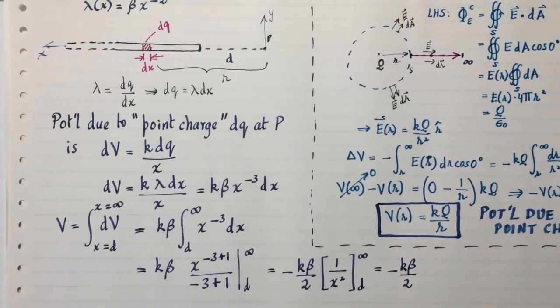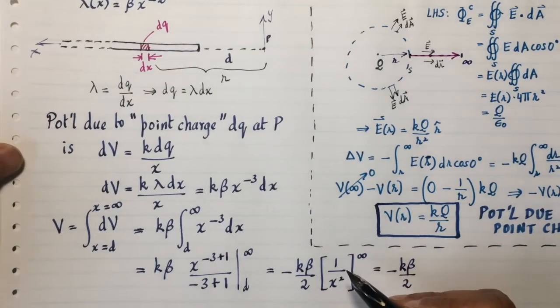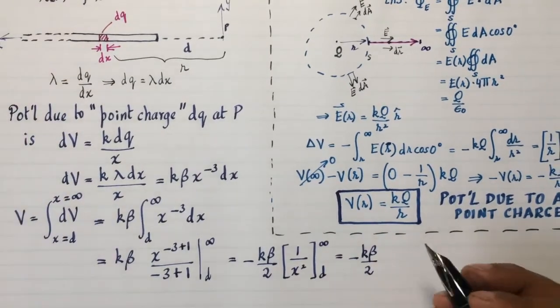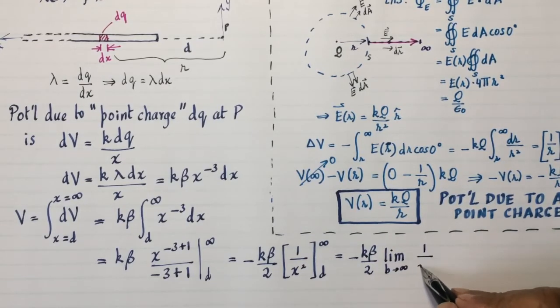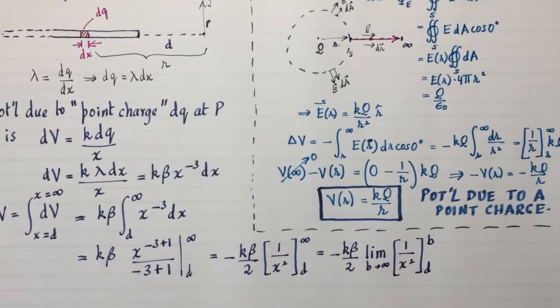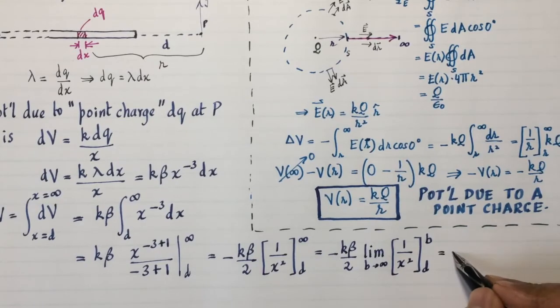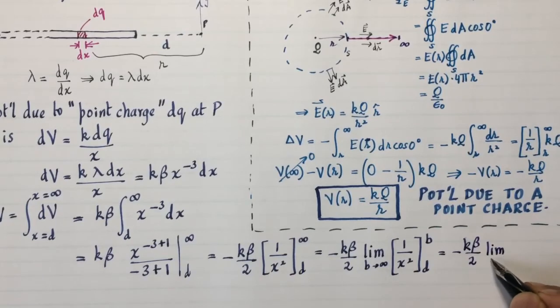Now if you were really being rigorous in the calculus sense, you'd write this as an improper integral. I've not been doing this, and I feel a little bit guilty about it, so I think I'll do that for once. So that's going to be the limit as b goes to infinity of 1 over x squared from d to b. Okay, now I'm being rigorous. So that's negative k beta over 2, limit as b goes to infinity, of 1 over b squared minus 1 over d squared.